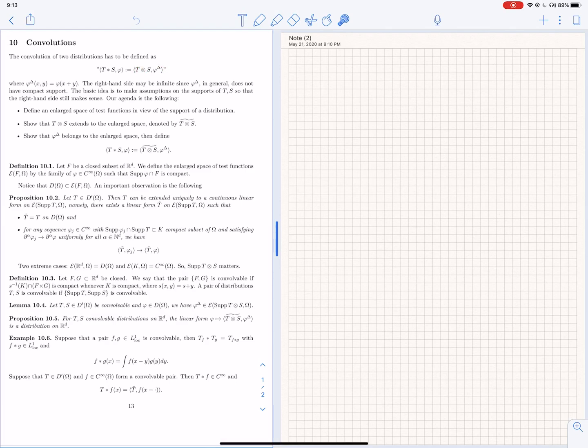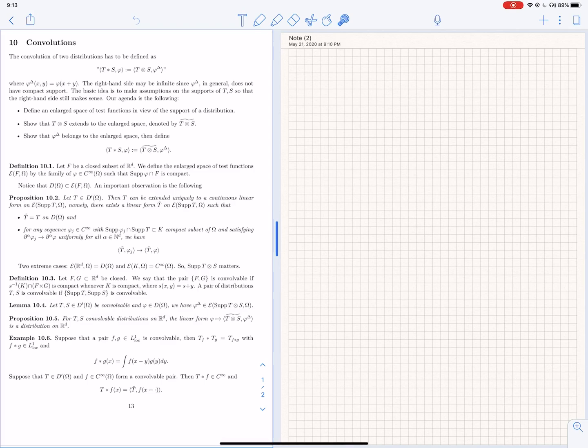So our agenda is the following. The first thing we're going to do is to enlarge the space of test functions in view of the support of the distribution. We can imagine that if the support is super small, like a Dirac mass, then we do not care about the behavior of the test function at infinity. So we can make sense of this bracket, even though phi may not vanish at all at infinity. So this is the basic idea.